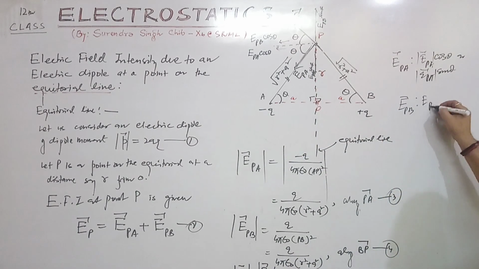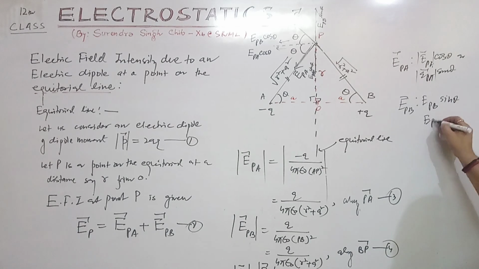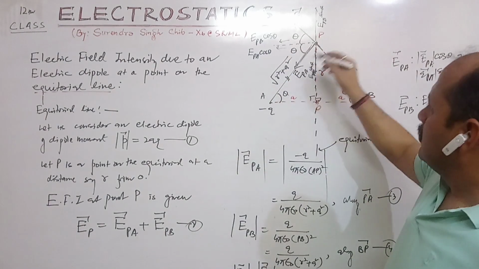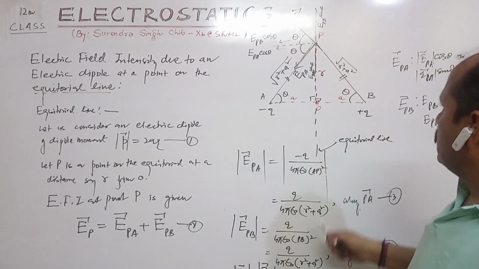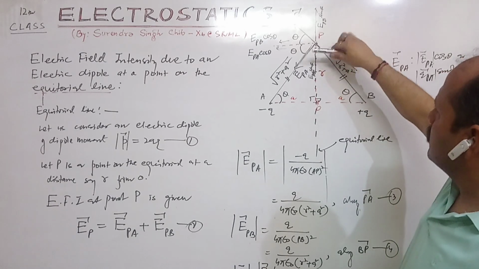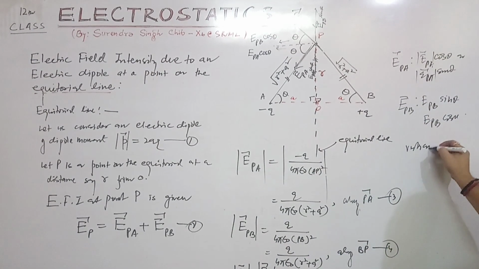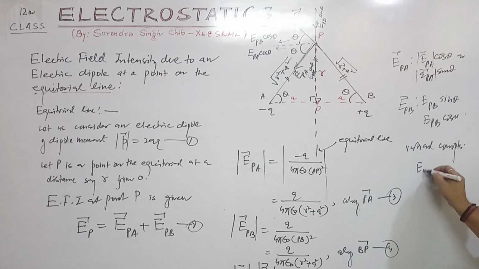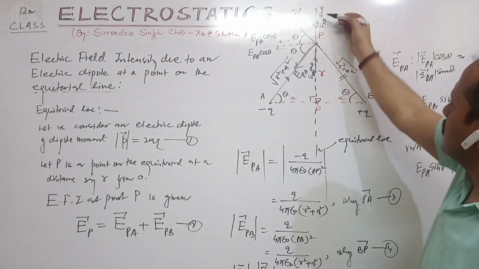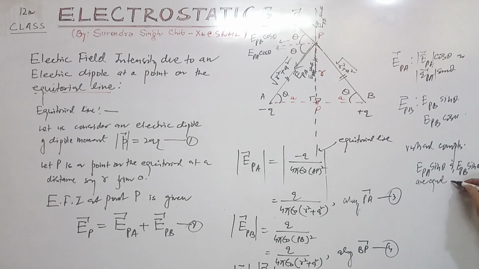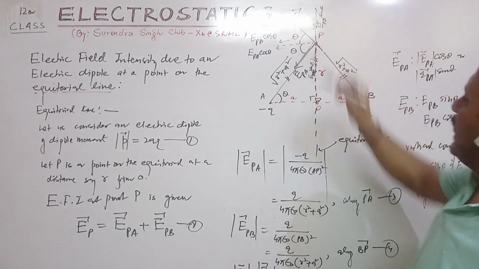अब क्योंकि EPA और EPB both are equal in magnitude, तो इसका मतलब EPA और EPB equal in magnitude है, sin theta से multiply करके. Mean this component and this component, which you can say vertical components. Therefore, vertical components, कौन कौन से vertical components? EPA sin theta and EPB sin theta. EPA sin theta and EPB sin theta are equal, opposite bhi hain, equal bhi hain, and along same straight line, hai na? Same straight line mein, along the same straight line. Ye niche hai, wo upar hai. So therefore, they will balance each other.